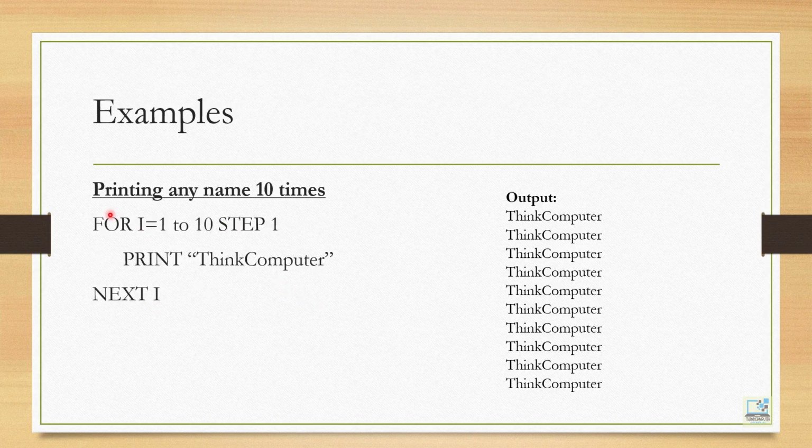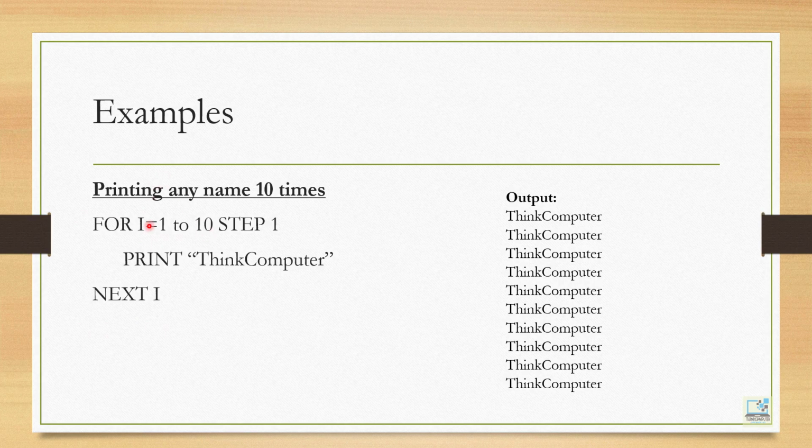Let's see some examples. Printing any name 10 times. Suppose you want to print any name 10 times. So you can write it 10 times, otherwise you can write it inside of a loop. In my case I have written it inside of a FOR loop. So as you can see, I have written FOR I equal to 1 to 10, STEP 1, PRINT ThinkComputer, NEXT I.